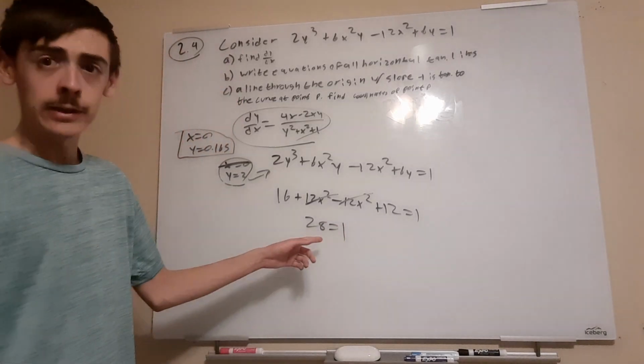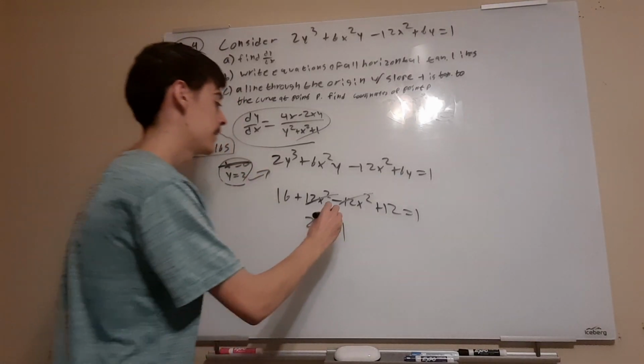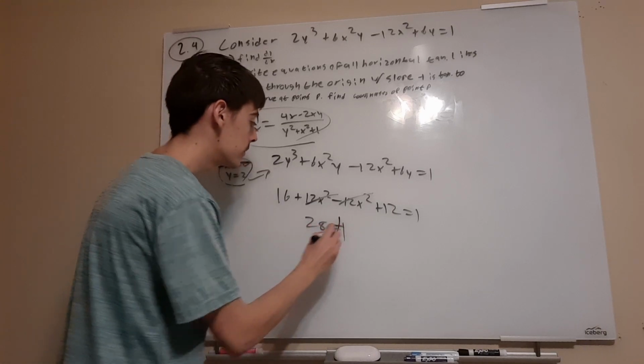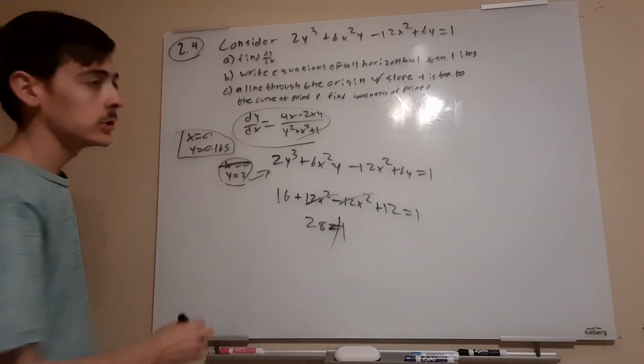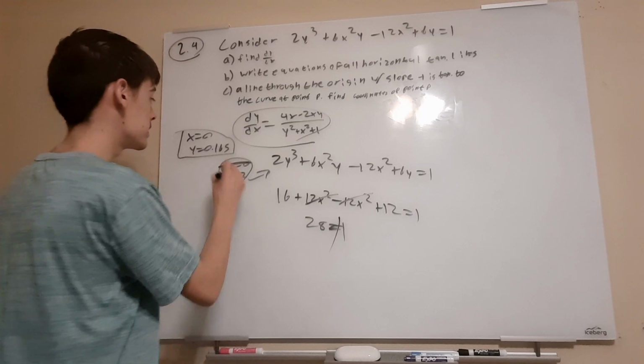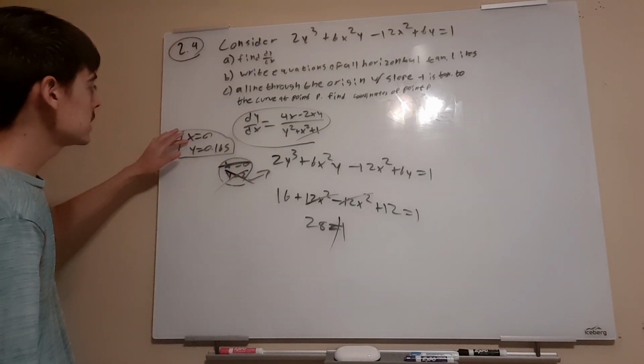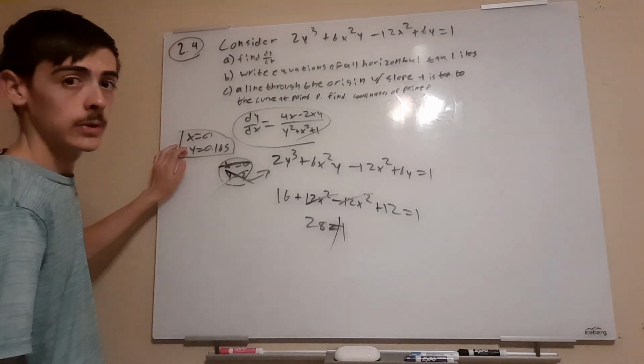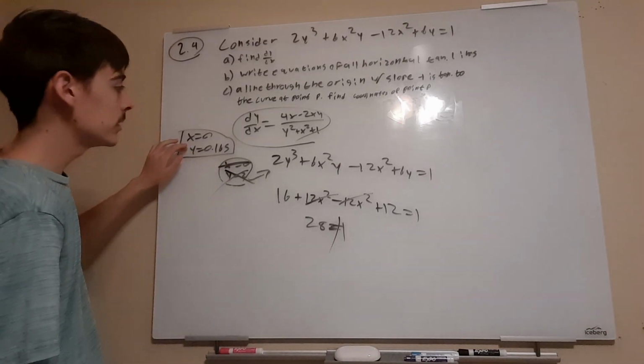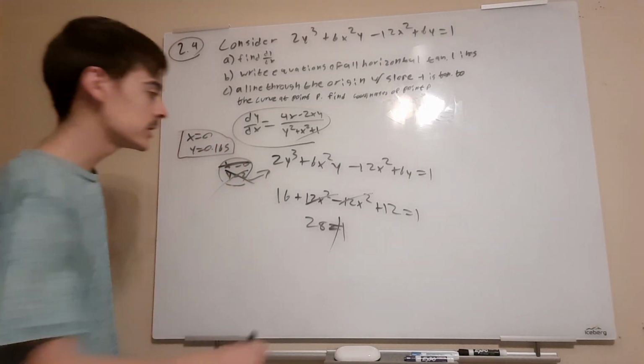These x squareds cancel. 16 plus 12 is 28, and 28 equals 1. That's normal, right? 28 equals 1? No, that's not true at all. But I didn't do anything wrong. So what it means is y equals 2 is not going to be an actual solution to this equation, so we don't care about that at all. So this first thing we found, x equals 0 and y is going to equal 0.165, this is the only point we care about for writing a tangent line.